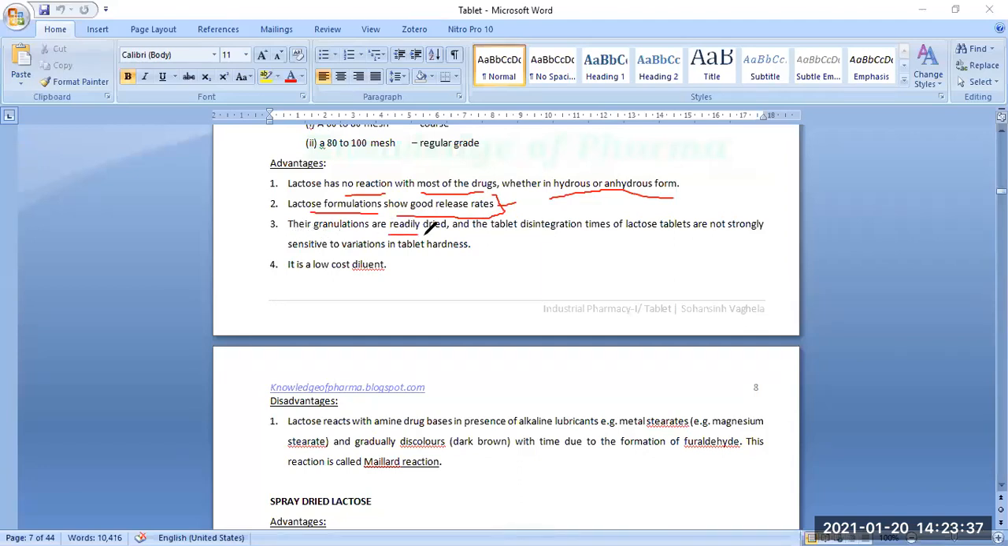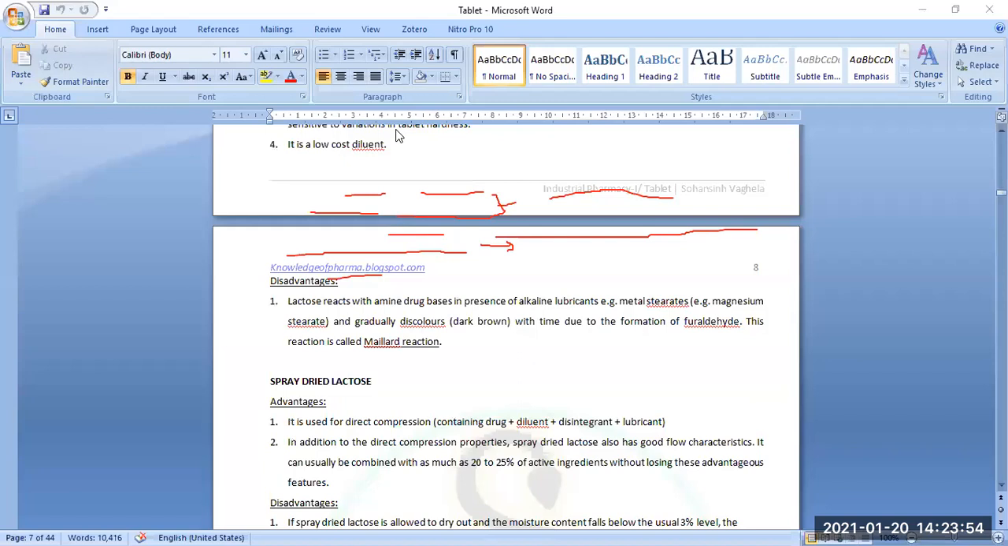The granulation is readily dried. उसके जो आप ग्रेन्यूल बनाओगे वो भी ड्राई होते हैं. Disintegration time of lactose tablets is not strongly sensitive to variation in tablet hardness. Okay, it also improves the disintegration time, and it is a low-cost diluent.